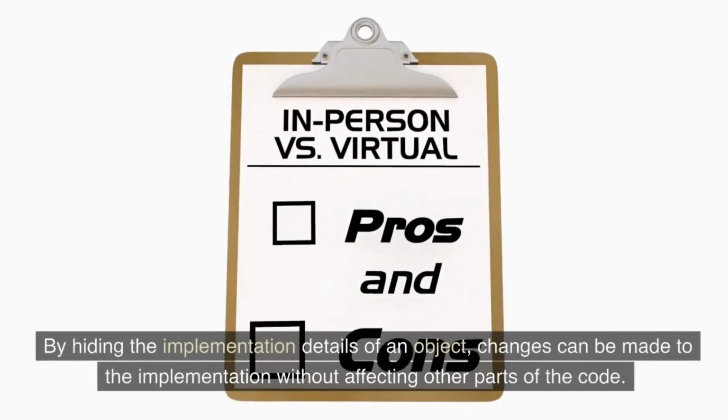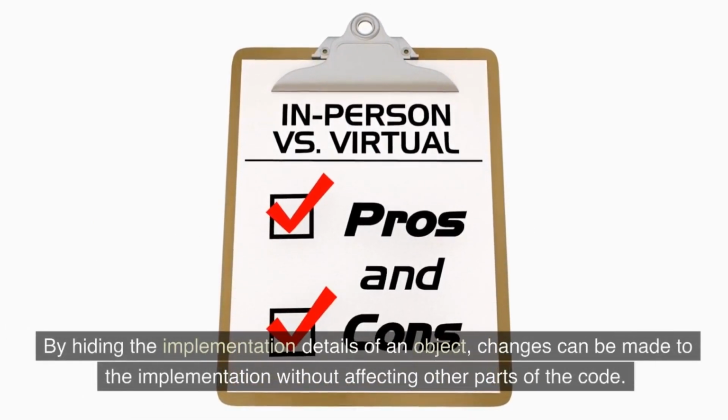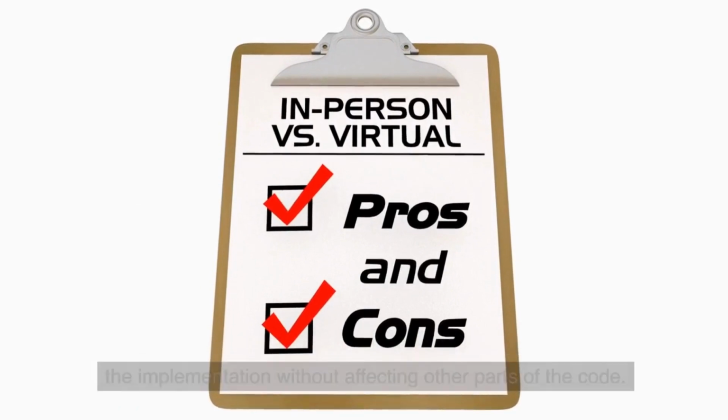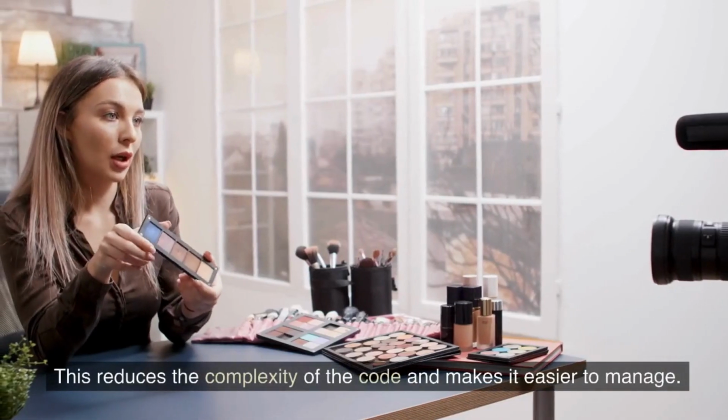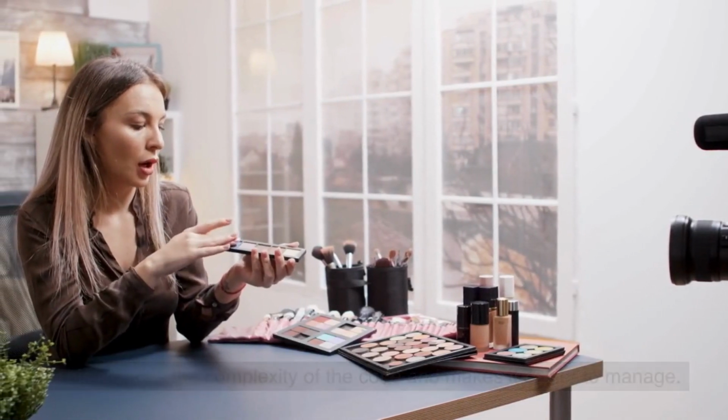One of the key benefits of abstraction is that it allows for modular code that is easy to maintain and update. By hiding the implementation details of an object, changes can be made to the implementation without affecting other parts of the code. This reduces the complexity of the code and makes it easier to manage.